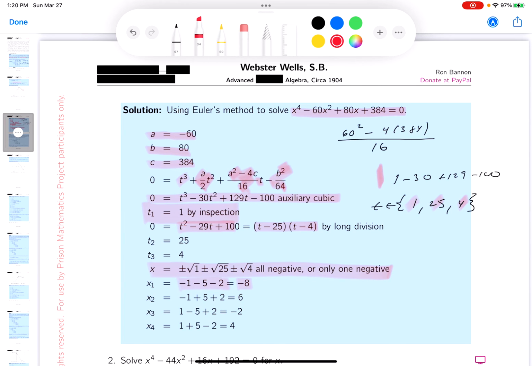Minus 8, 6, minus 2, and 4. All right, to me, a lot of work to get that.